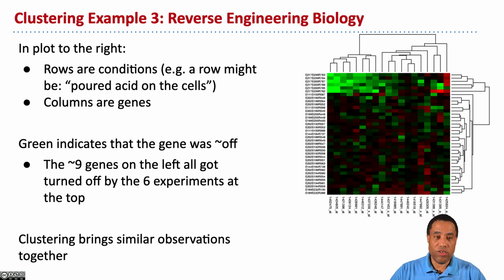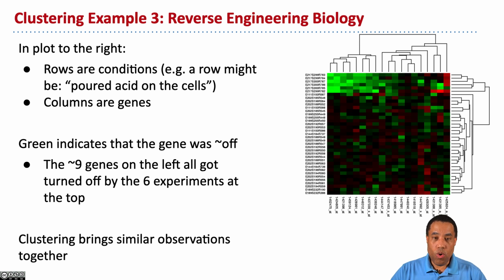Okay, a little bit of a digression, but again, what we have here is columns that are genes and rows where we've done something to the cells, like put a chemical on that cell or poured acid on the cells. We see whether this cell responds by turning on the gene, turning off the gene, or partially turning it on or partially turning it off.